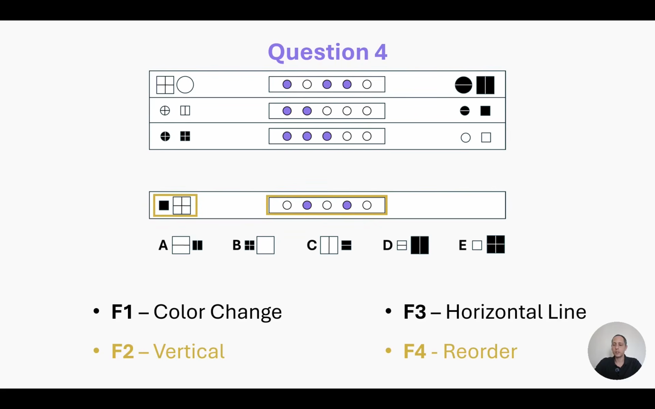Looking at the question area, we know that we need to reorder the 2 shapes, and we need to change the state of the vertical line. So this means that on the right, we're going to have a small black square with a vertical line, and on the left, we're going to have a big white square with only a horizontal line because the vertical one is removed, and that is exactly answer A.